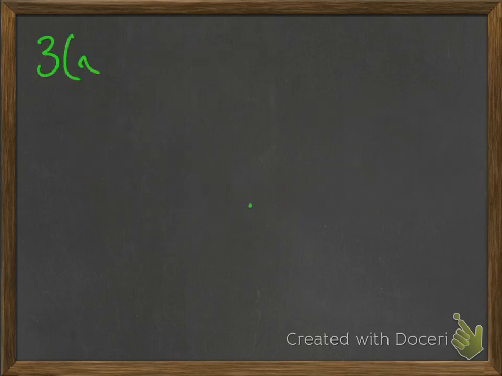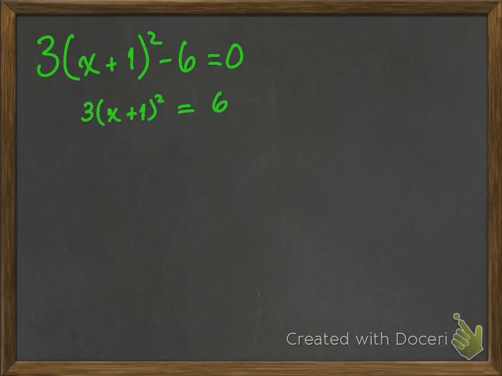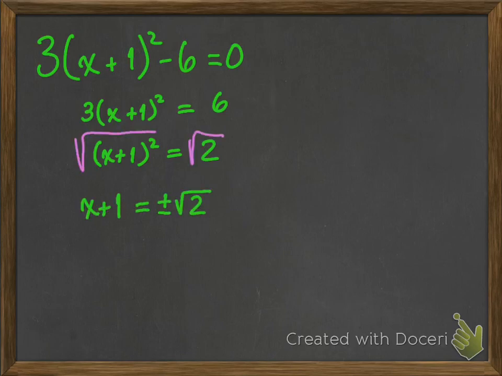All right, let's do this one more time to finish this up with another equation. You're going to add 6 and divide by 3, right? And then you get this, x plus 1 squared equals 2. All right, cool. One more time. You're going to take the square root of both sides and throw in that plus or minus up in front of the square root of 2. And so there's your equation.